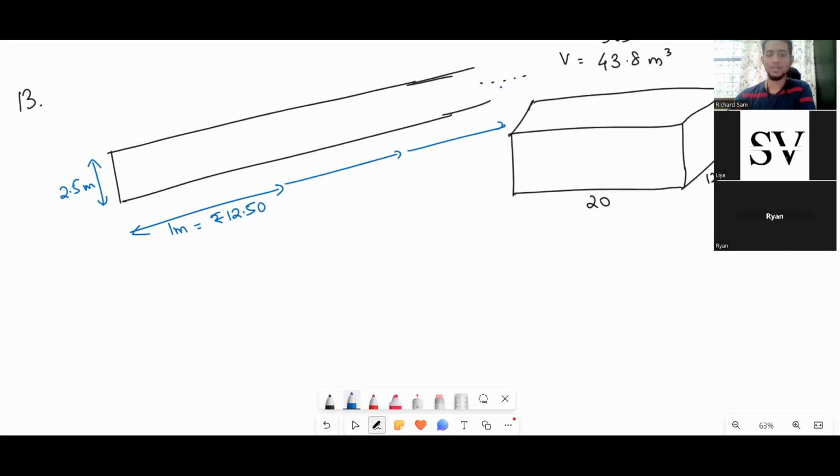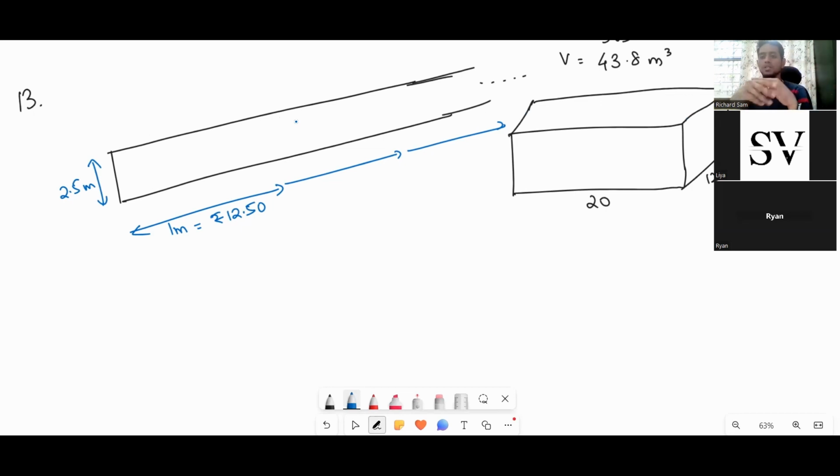So how much iron sheet will we need to make this fish tank is the question. You understand? Okay. So what do we need to know about this tank? Volume or surface area? Surface area, because we are using only the surfaces. We are putting this sheet only on the surface. We're not putting it inside. You should know when to find surface area and when to find volume.